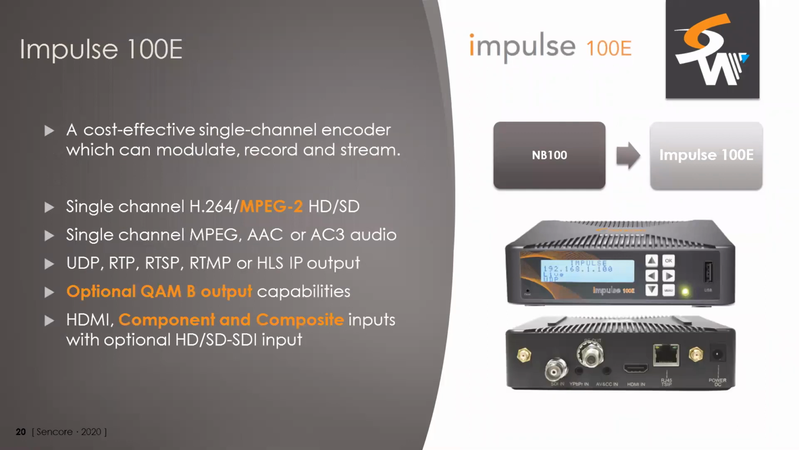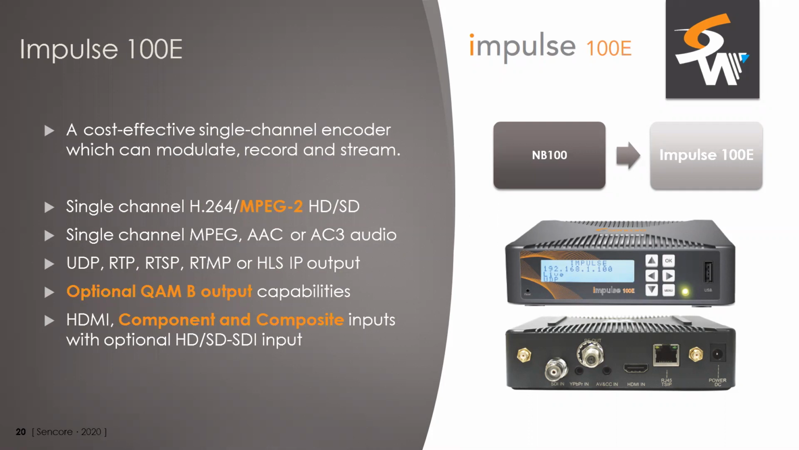So Impulse 100E was previously known as NB100. It's a portable, small form factor, single channel encoder that has been available on the market for several years. It has one IP port for streaming and management, but it also has Wi-Fi, which can be used for either streaming or managing the unit. The unit has a front panel with 6 physical buttons for initial configuration.